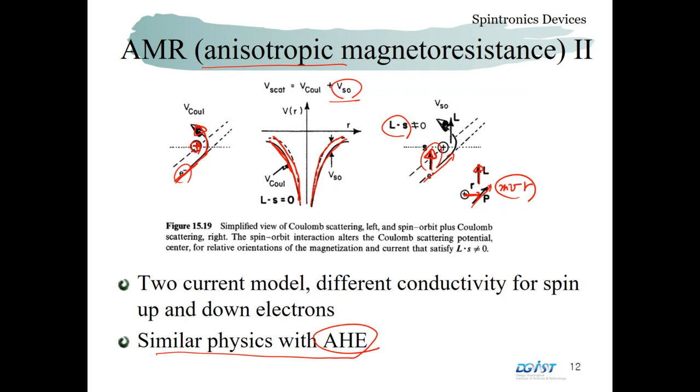Okay. And also, to understand this AMR, we have to understand the two-current model, which implies that the conductivity of each spin, meaning the majority and minority spin, is different. I'm going to explain it with the slide.